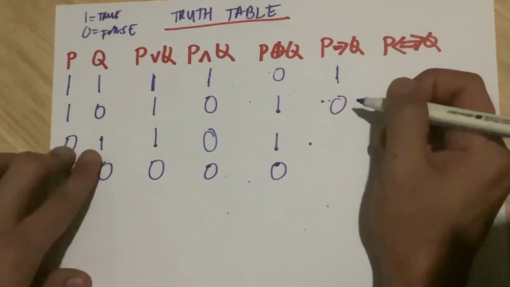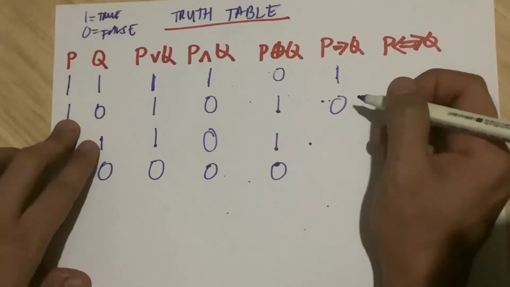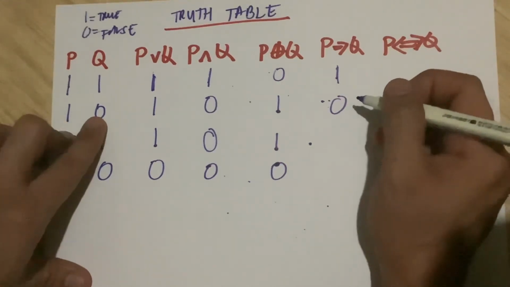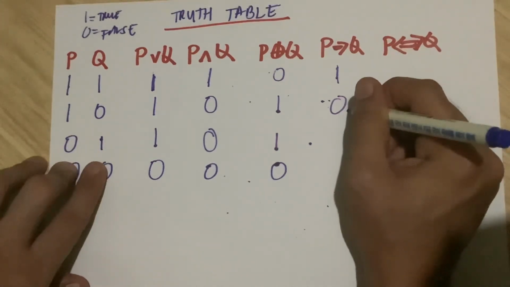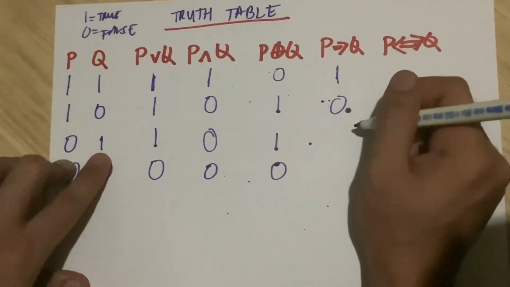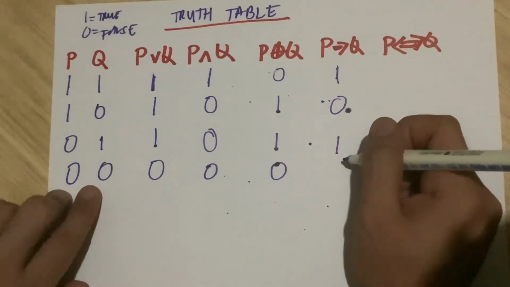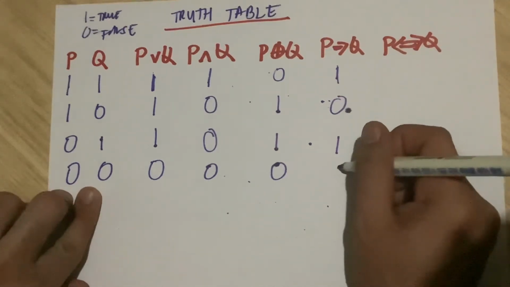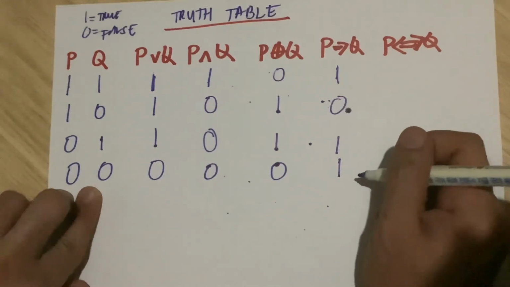Okay? For the second part, a premise that is true and a conclusion that is false will give you a value of false. And for the third part, a premise of false and a conclusion of true, therefore you will have a value of true. And both false will give you a value of true under the implication. Okay.